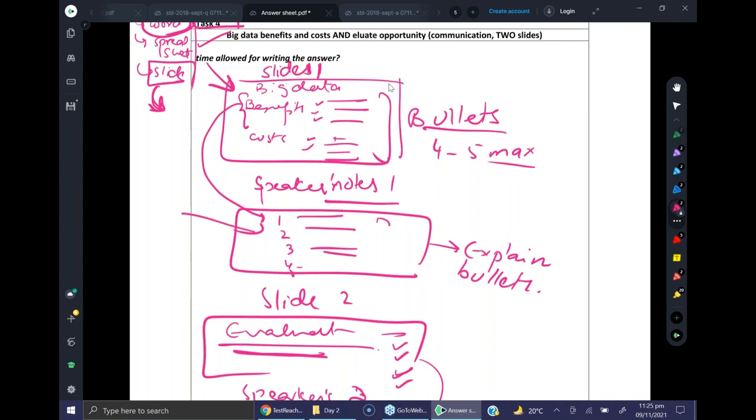All right, guys. About the slides, one slide is for the opportunity discussion and one for big data. We cannot make a third slide because 2 slides were clearly needed. All right, guys, this is it.